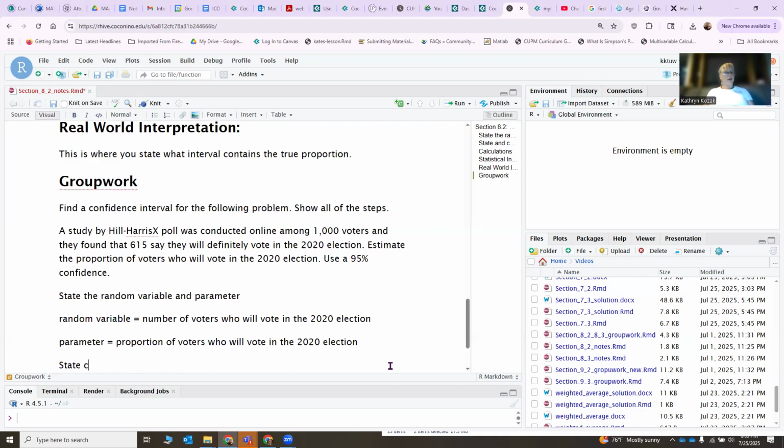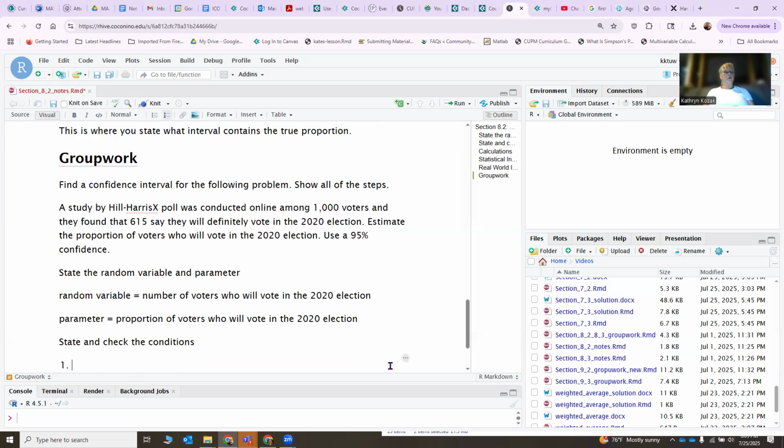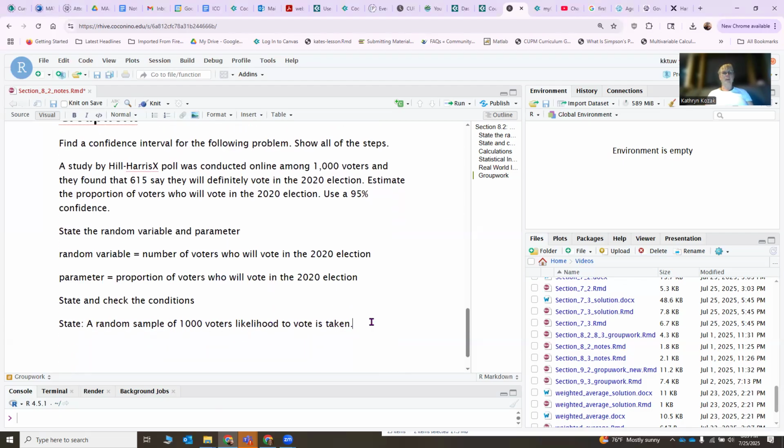Then we're going to state and check the conditions. So the first one is that you have to have a random sample of 1,000 voters. Likelihood to vote is taken. So that's the stating part. So we're going to state that. That's what you want to have happen.